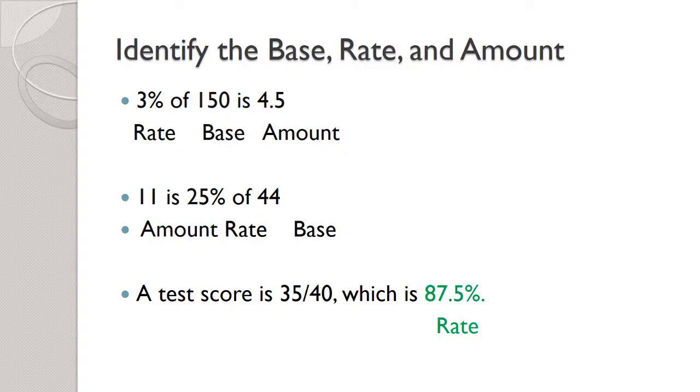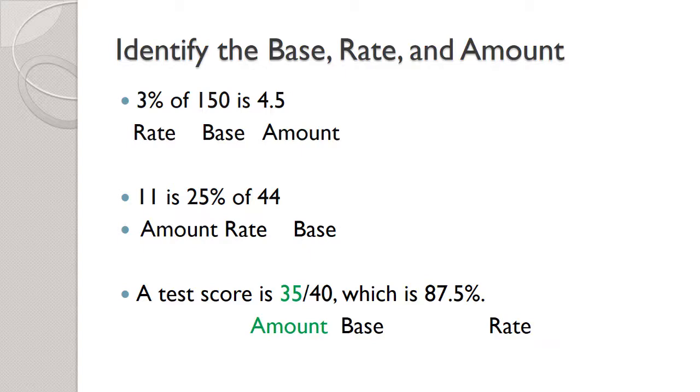Our last one, a test score is 35 out of 40. That's 87.5%. 87.5% is your rate because that's your percentage. What's the base? Well, the base would have to be 40 since that's how many questions there were. And the amount we got right is 35, so 35 is your amount.